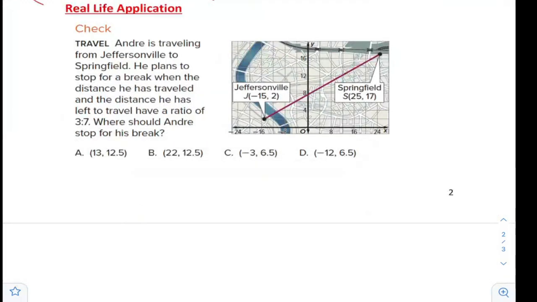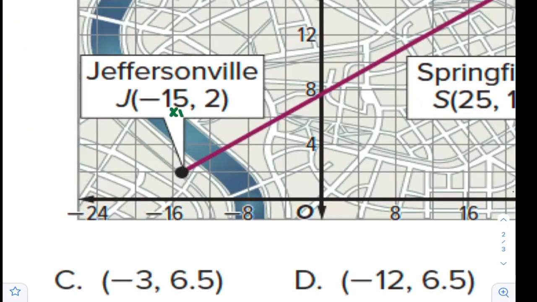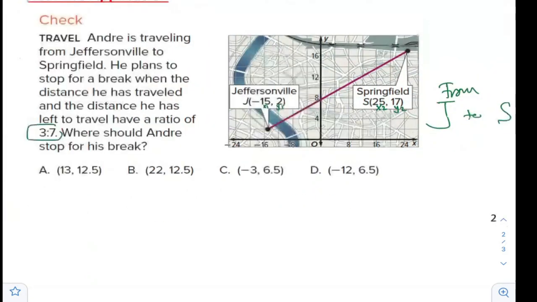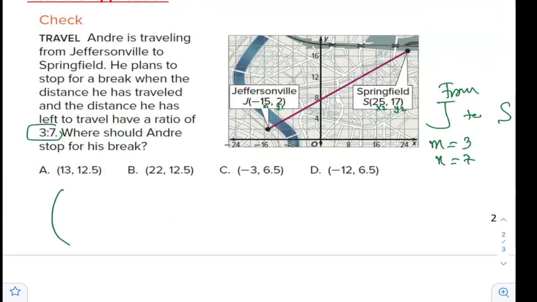Andre is traveling from Jeffersonville to Springfield, so it's from J to S as it's given here. He plans to stop for a break when the distance he has traveled and the distance he has left to travel have a ratio of 3 to 7. Where should Andre stop for his break? So he is going from J to S. So this is my X1, Y1. This is so important. And this is X2, Y2, M to N. Our M is 3, our N is 7, and let's apply.